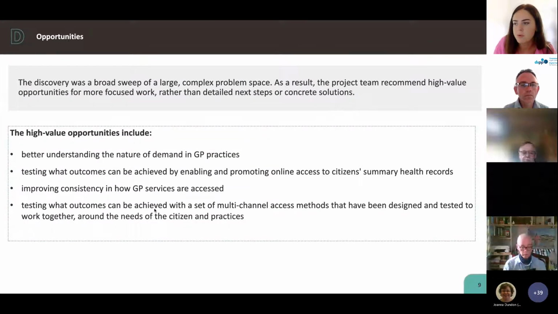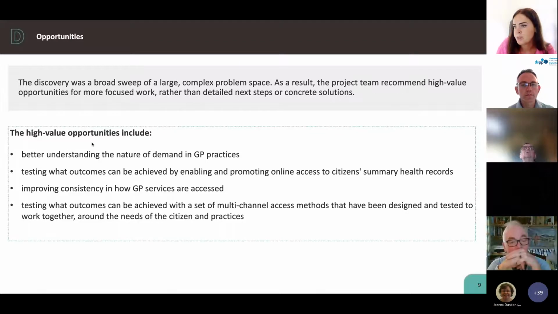So opportunities. It was really important for us as a project team that we didn't want to produce concrete recommendations at the end of a 12-week discovery. We do not believe we are experts after 12 weeks. People have worked in this industry for years and still struggle to understand it. So it felt really wrong of us to make concrete recommendations at the end of a report. However, we've suggested opportunity areas for more focused work, so definitely identifying topics where more can be done.